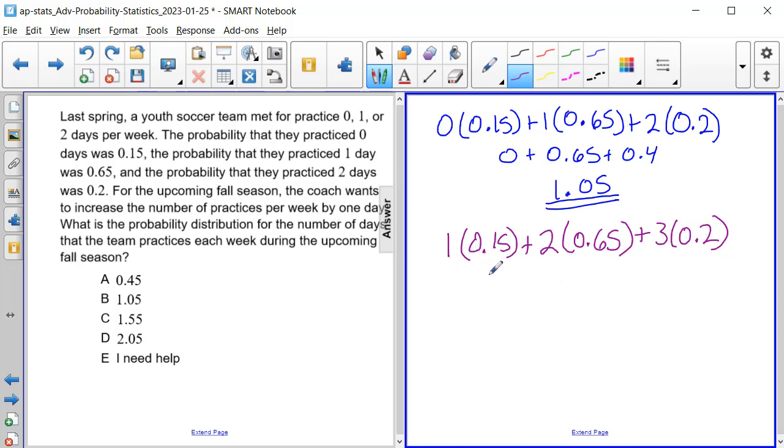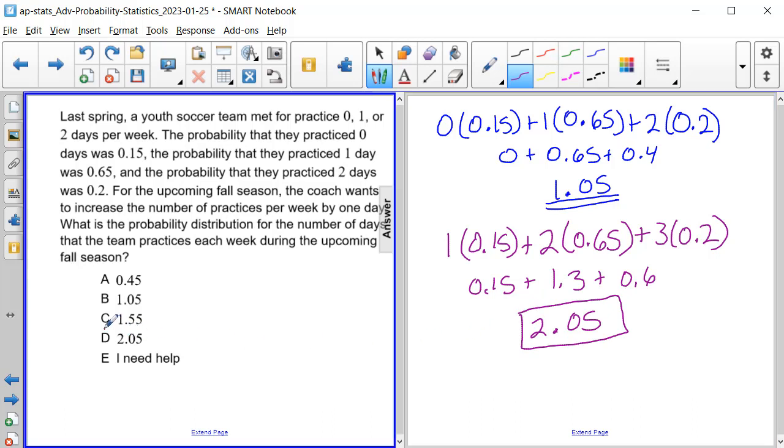Now if we multiply these out, we get 15/100ths plus 1 3/10ths plus 6/10ths. And when we add these all up, we end up getting 2 5/100ths. So the answer here is choice D, 2 5/100ths.